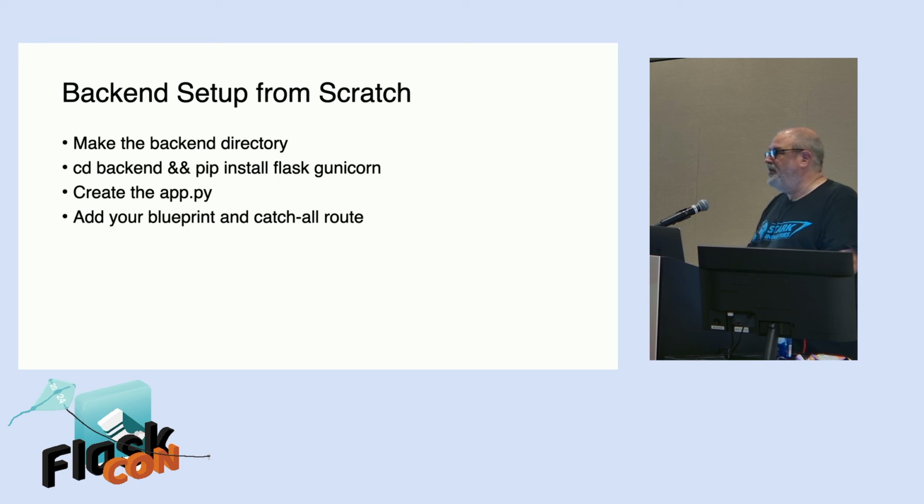Backend setup from scratch is the stuff you'll probably be the most familiar with. You just pip install Flask and Green Unicorn. Create the app.py and add your blueprint and a catch-all route.